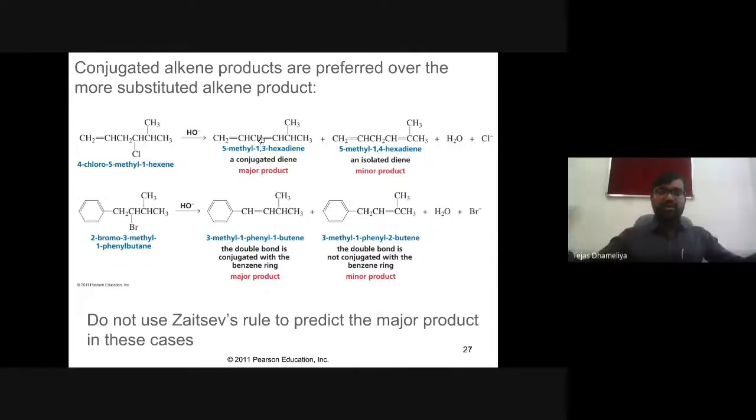Conjugated diene means 2 double bonds are separated with the help of 1 single bond. This is a diene which is called an isolated diene, meaning 2 double bonds are separated by more than 1 single bond. So conjugated products are more stable than isolated dienes because of perfect orbital overlap of p orbitals. It's possible in conjugated bonds. The double bonds in benzene are conjugated double bonds. That's why benzene is more stable.